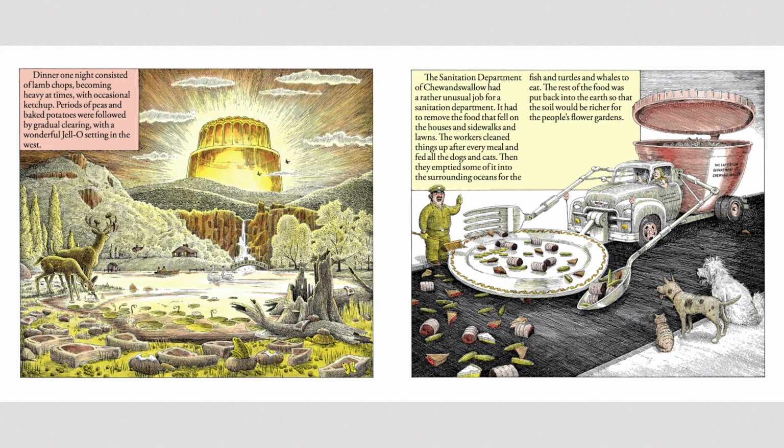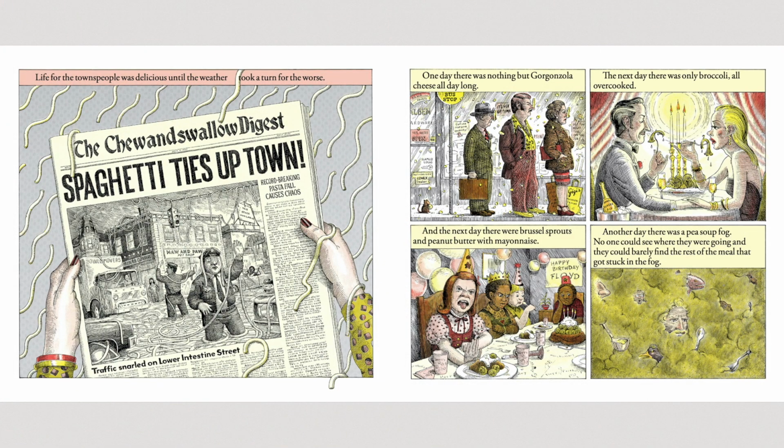The rest of the food was put back into the earth so that the soil would be richer for the people's flower gardens. Life for the townspeople was delicious until the weather took a turn for the worse. One day, there was nothing but gorgonzola cheese all day. The next day, there was only broccoli, all overcooked. And the next day, there were Brussels sprouts and peanut butter with mayonnaise. Ugh.